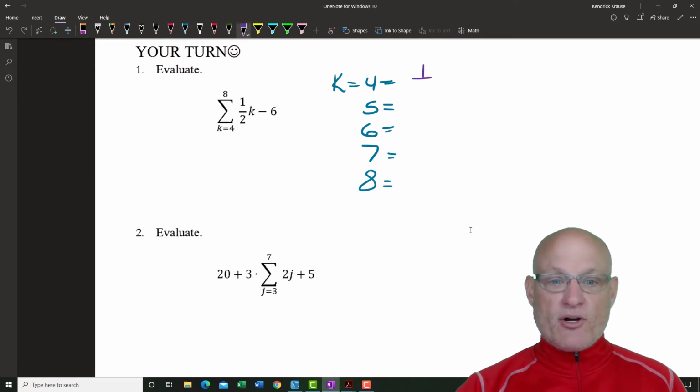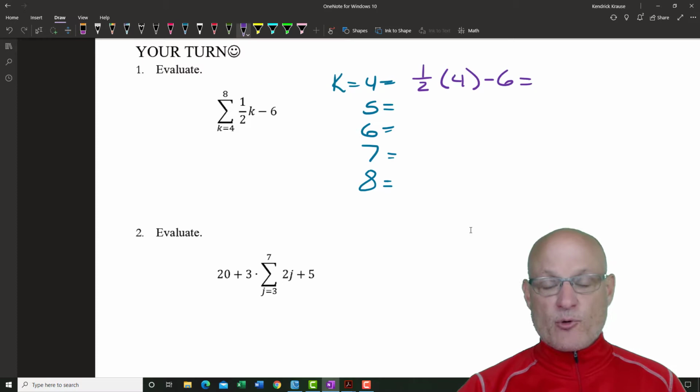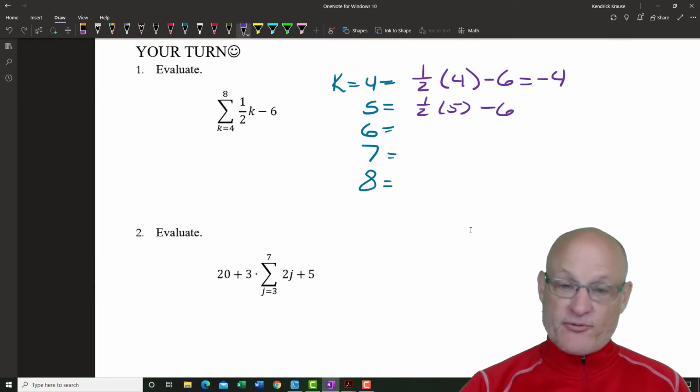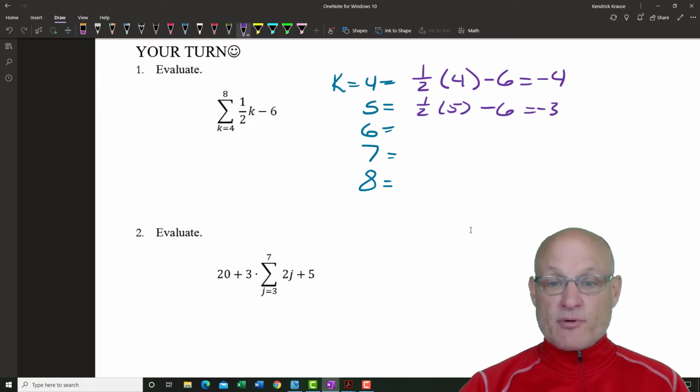So we're going to do 1/2. Oh, this problem's going to be annoying. 1/2 times 4, you'll see why in a minute, minus 6. Half of 4 is 2. 2 minus 6 is negative 4. Half of 5, here comes the annoying part, minus 6. So half of 5 is 2.5. Minus 4 is negative 3.5, right?